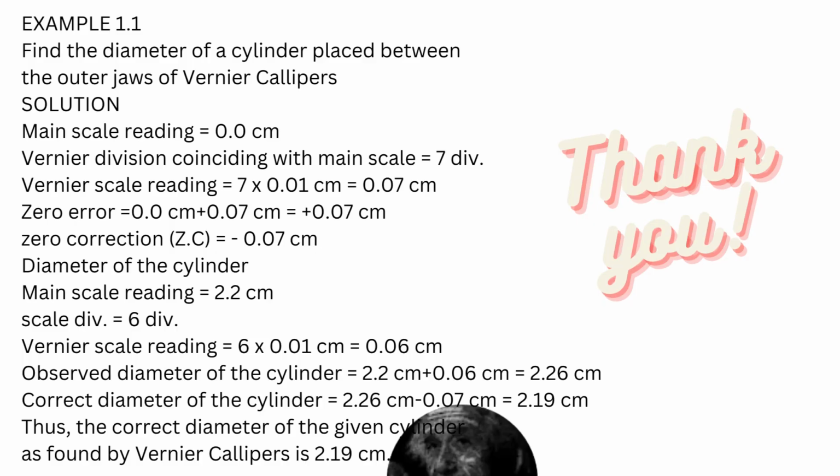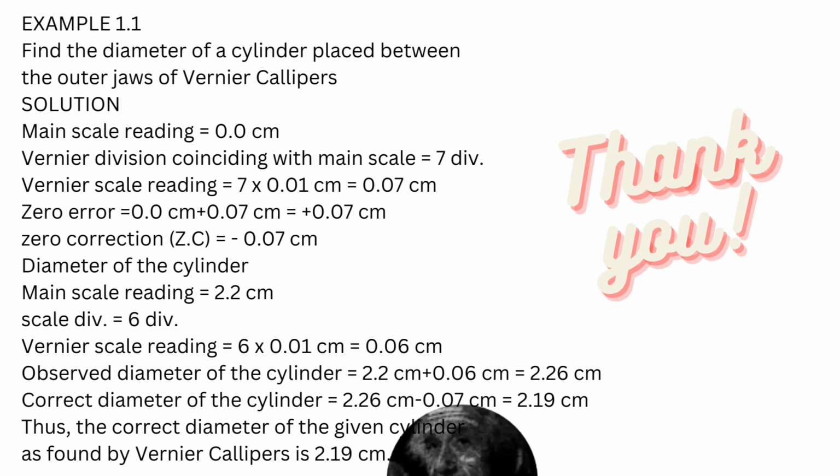This is one of the examples of a Vernier scale numerical. Find the diameter of the cylinder placed between the outer jaws of the Vernier caliper. When we talk about the Vernier caliper, we can determine the measurement of any object up to 1 millimeter. So, find the diameter of the cylinder. Main scale reading is 0.0 centimeter. As we know, the Vernier division that coincides with the main scale is the 7th division, which is given. Vernier scale reading is 7 multiplied by 0.01 centimeter, which becomes 0.07 centimeter.